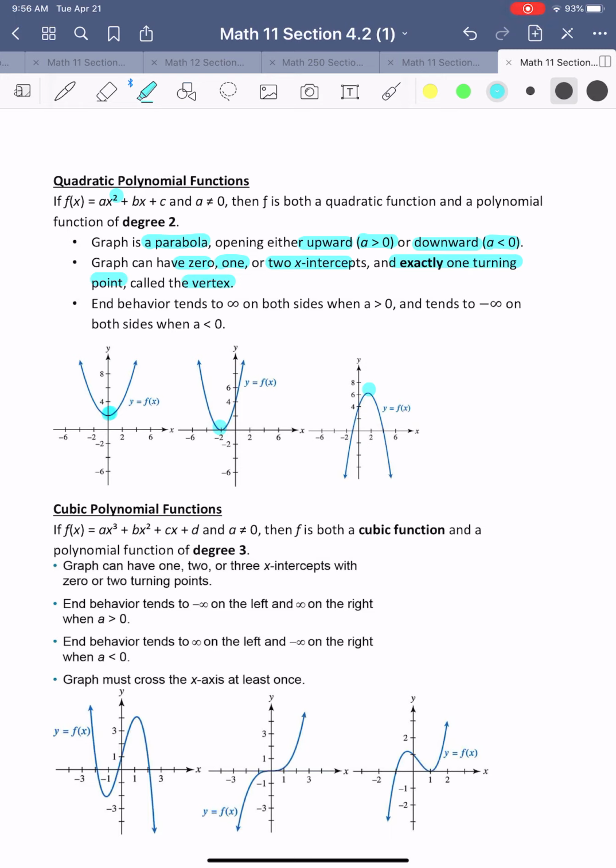And then the cubic function has degree 3. Since the degree is 3, you might have 1, 2, or 3 x-intercepts, there's always at least one, and 2 turning points. The end behavior is the same as the linear function. When a is positive, the end behavior goes to negative infinity on the left and positive infinity on the right, and when a is less than 0, it goes to positive infinity on the left and negative infinity on the right.